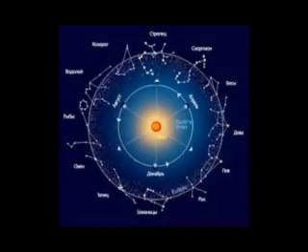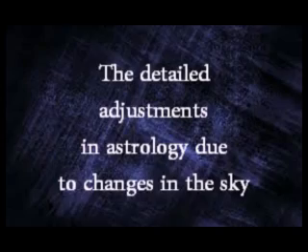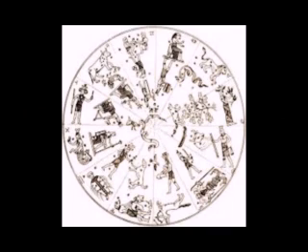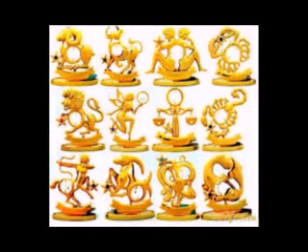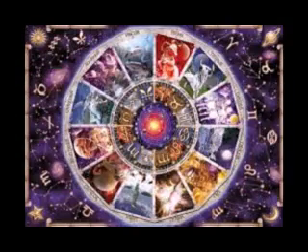Aries, April the 19th to May the 13th, 25 days while the Sun is in the constellation. Taurus, May the 14th to June the 19th, 37 days. Gemini, June the 20th to July the 20th, 31 days. Cancer, July the 21st to August the 9th, 20 days. Leo, August the 10th to September the 15th, 37 days. Virgo, September the 16th to October the 30th, 45 days. Libra, October the 31st to November the 22nd, 23 days.